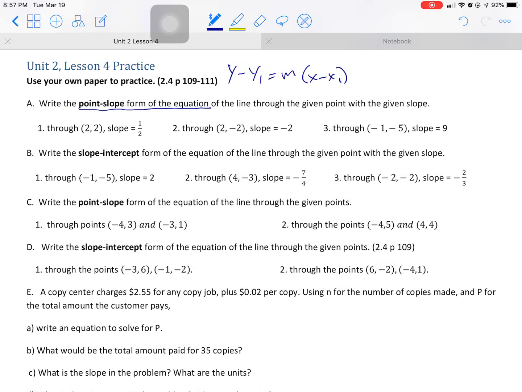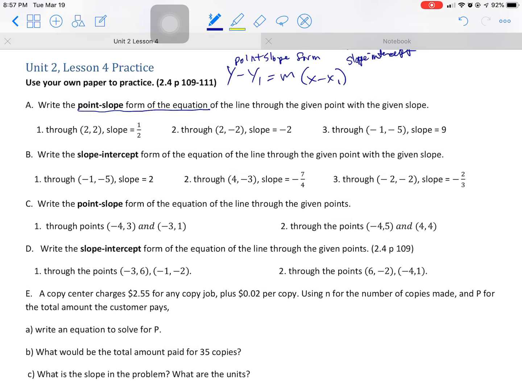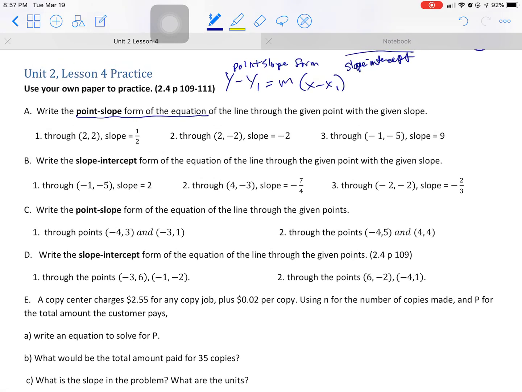What is the slope-intercept form? I'm going to write this point-slope form, okay, of the equation of the line. Some people call it the point-slope formula, okay. The slope-intercept form, probably can't read that, sorry.